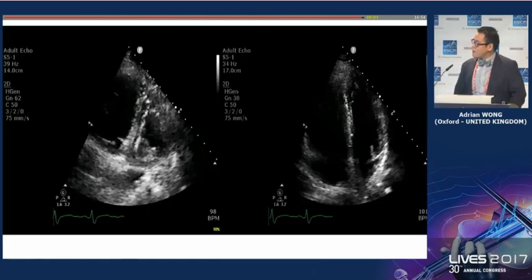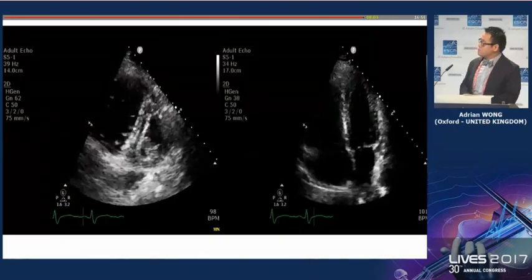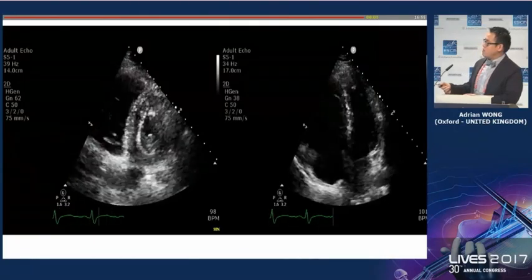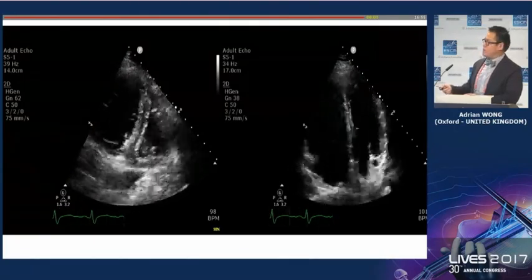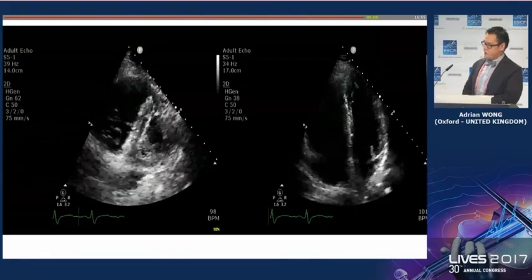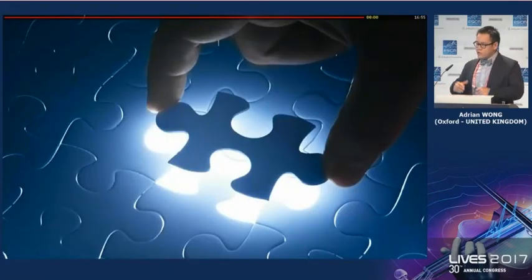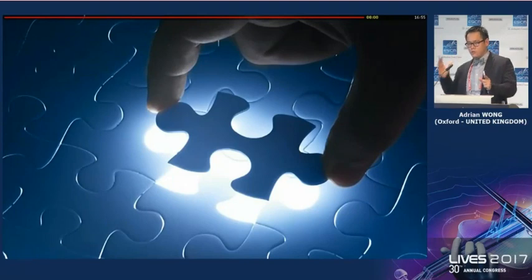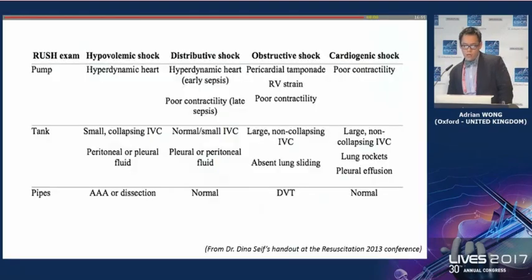Obstructive, very quickly. RV bigger than LV, bad. D-shaped septum, bad. So I've shown you lung, I've shown you heart. The power is putting it together in combination.